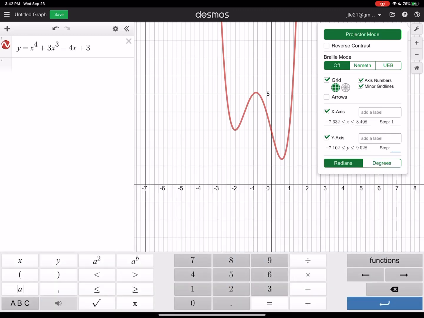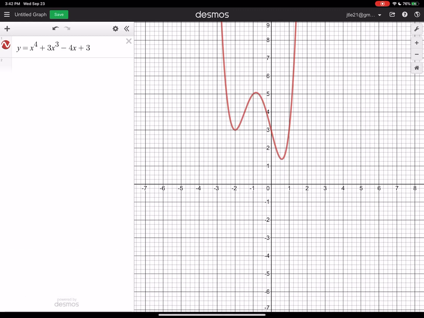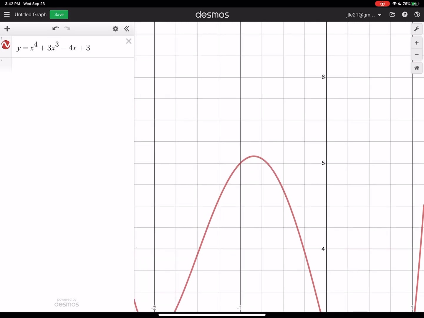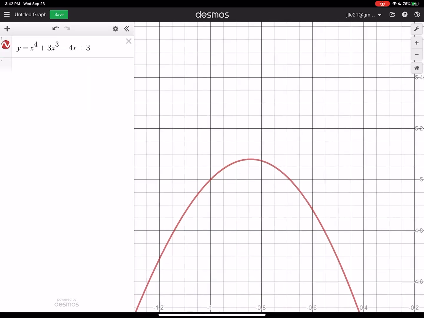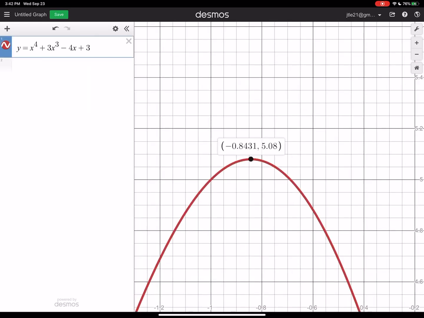Just so you guys don't freak out, there are your axes, okay? Now, based on this here, how many local maximums do you see? Okay. Pause and press play when you're ready, okay? We have one local maximum right here because locally in that area, when we're just focusing on that area, that is the highest point in that area.